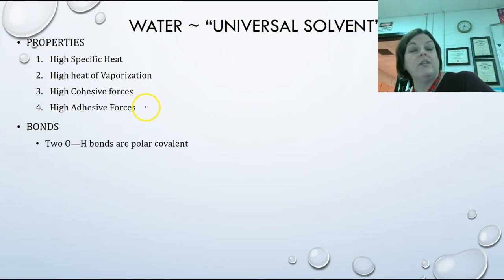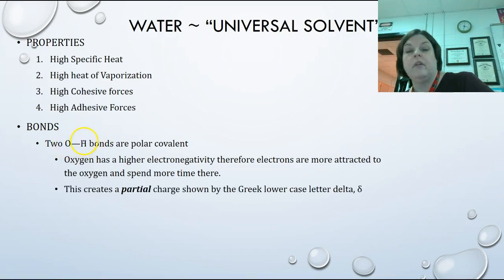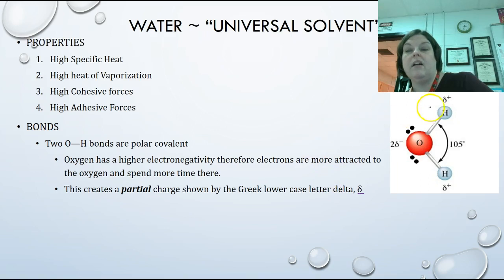The bonds have a role to play too, because there are two OH bonds. Both of those bonds are covalent because the O has a higher electronegativity than the H. Therefore, the electrons that would be shared between the H and the O are going to actually be unevenly shared, and they're going to spend more time over here and less time over here. So that creates a partial charge, and we show that by this Greek letter called a delta. So what we see here is a delta positive and a delta negative, and then we see this 2 delta negative.